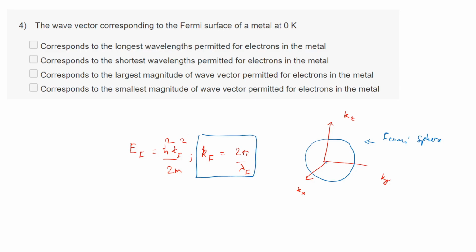The highest kf possible in the material, the highest wave vector for the electrons permissible in that material, is your kf. So highest kf means it has to be the shortest wavelength. So it corresponds to the shortest wavelengths permitted for electrons in the metal. So this is your correct answer and not this, because kf and lambda f are inversely related. And it corresponds to the largest magnitude of wave vector.